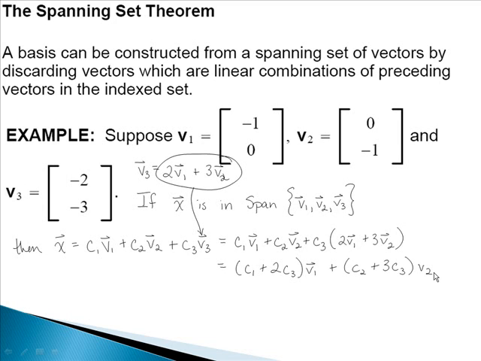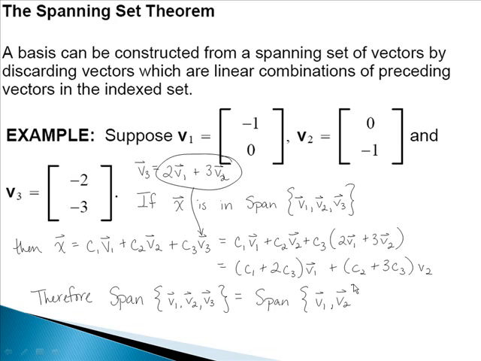So we've now written our vector x, instead of as a linear combination of three vectors, as a linear combination of just two. Therefore we see that the span of my three vectors, v1, v2, and v3, is equal to the span of the two vectors v1 and v2. And that is due to the fact that v3 was a linear combination of the preceding vectors, so we could discard it essentially.